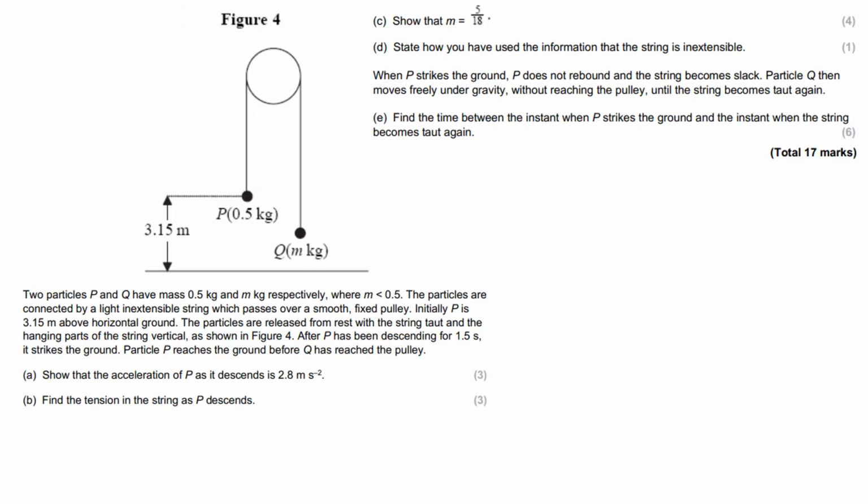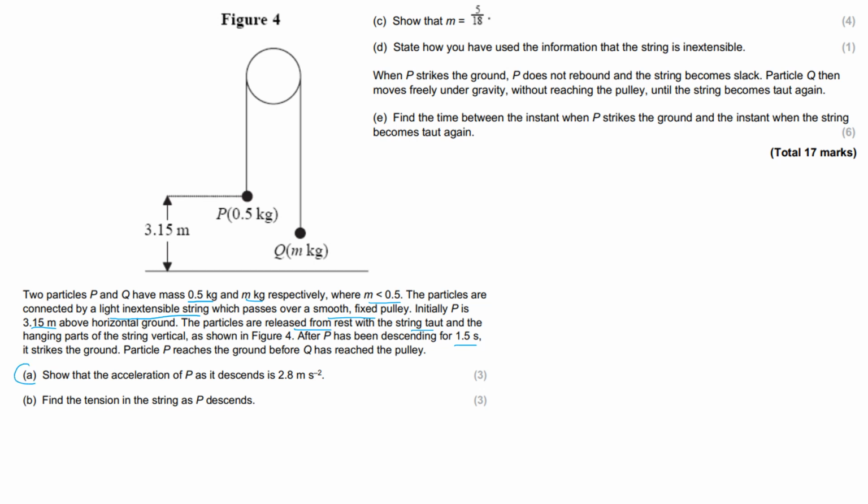On to the last question, we've got this pulley question. P and Q have masses of 0.5 and m. m is less than 0.5. So when the system is released from rest, we can see P is going to move down and Q is going to go up. The particles are connected by a light inextensible string, which means that the same acceleration is going to be throughout. The string passes over a smooth pulley, so we've not got any friction at the pulley. Initially, P is 3.15 meters above the ground, and the particles are released from rest with the string taut, and P descends for 1.5 seconds before it hits the ground.